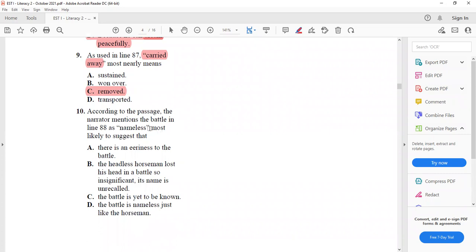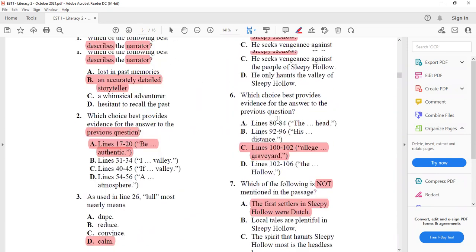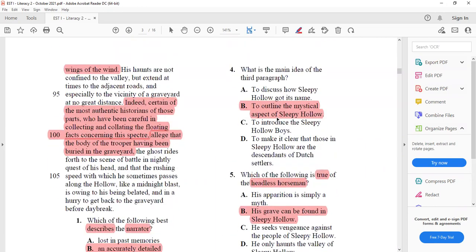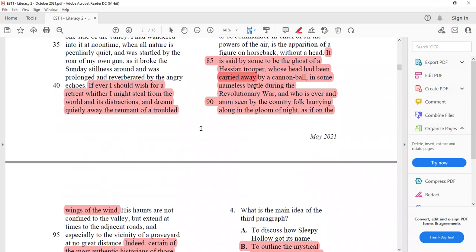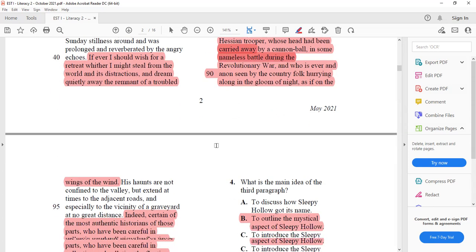The last question in this passage: according to the passage, the narrator mentioned the battle, in line 88, as nameless, most likely to suggest that. So let's read the line 88 that names the battle and nameless. It's in the same sentence that had the vocab. Let's read the whole thing again. It's said by some to be the ghost of a Hessian trooper, whose head had been carried away by a cannonball in some nameless battle during the Revolutionary War, and who was ever and anon seen by the country folk, hurrying along in the gloom of night, as if on the wings of the wind.